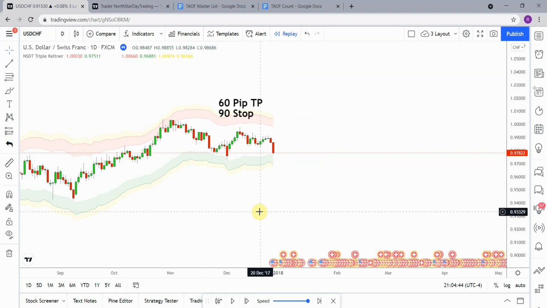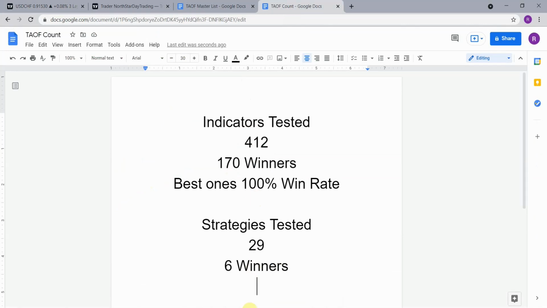Alright, as I said, today we will be testing the triple Keltner channel indicator. Before we do though, I wanted to put the testing scoreboard up for everyone to see. So to date, we have tested a total of 29 different strategies, with 6 of them being winners. We have also tested a total of 412 indicators with a total of 170 winners, which means that they have met or exceeded the 60% win-loss ratio threshold that we have set for them.